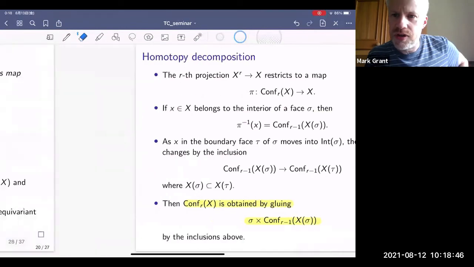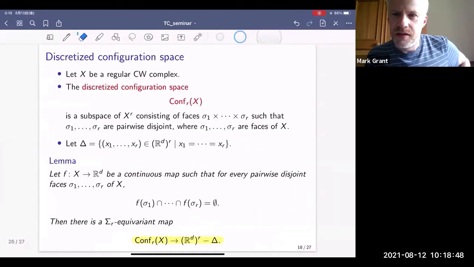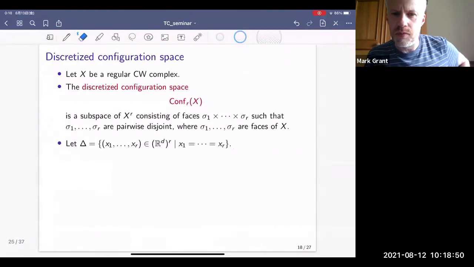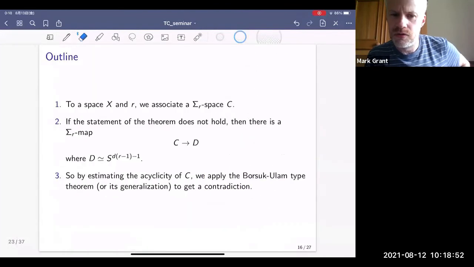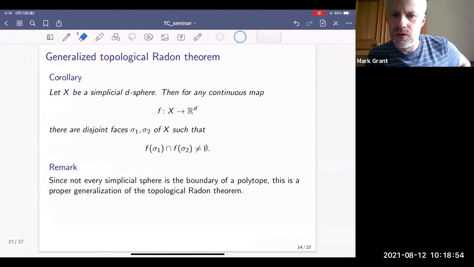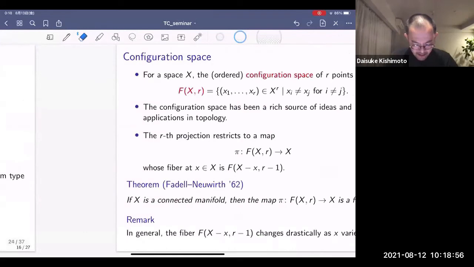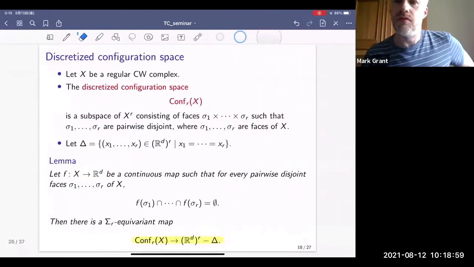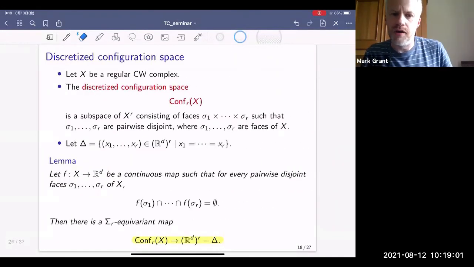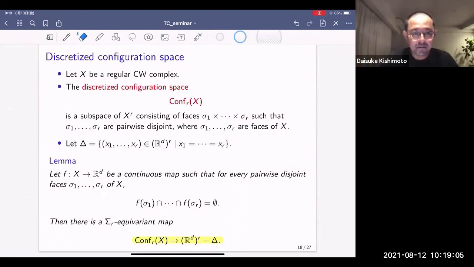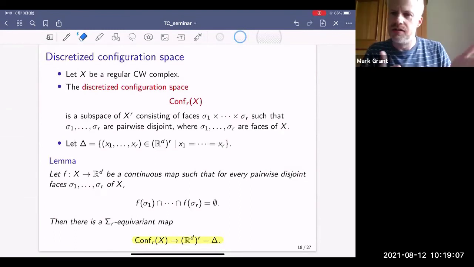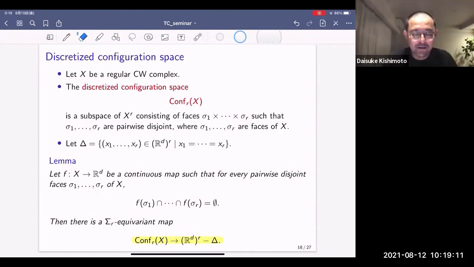I have a question about the condition in the main theorem, R-1 complementary something acyclic. Are these things all homology manifolds? You said they generally will not be manifolds. The regular CW complex X, which is R-1 complementary, is just a regular CW complex, not a homology manifold.